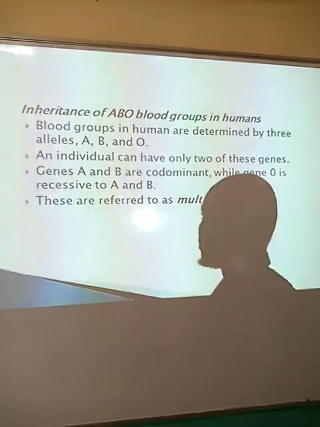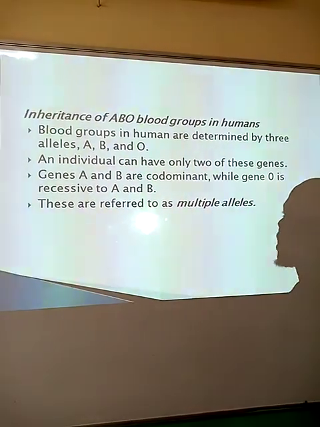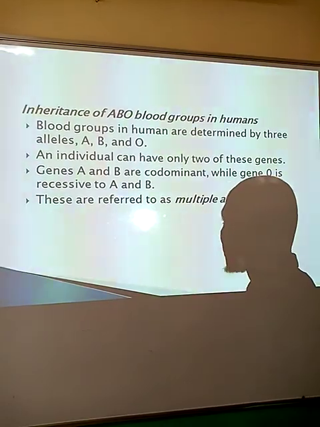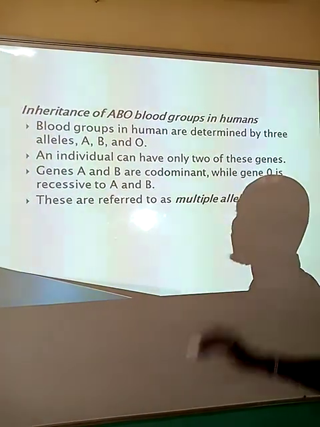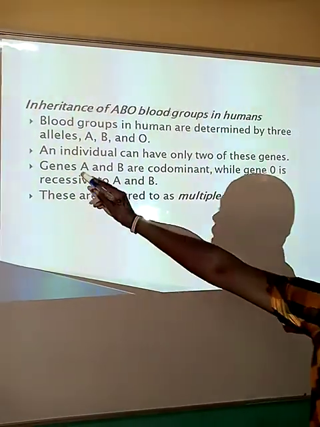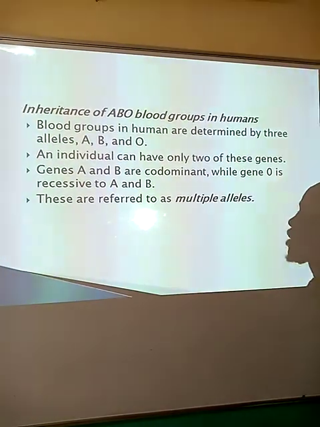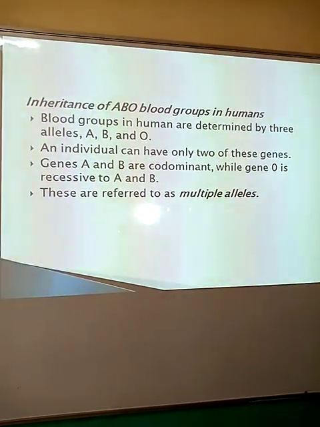Blood groups in human beings are determined by three alleles, that is, A, B, and O. An individual can have only two of these genes. Maybe you are wondering why an individual can only have two, yet there are three. Genes A and B are codominant, while gene O is recessive to A and B.